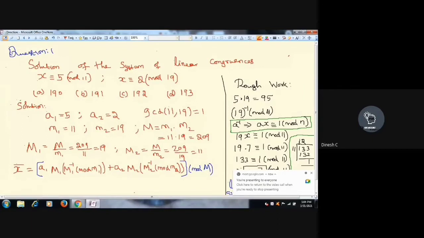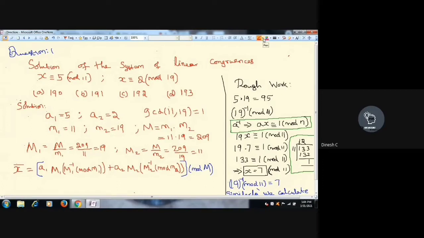Question number 1. The solution of the system of linear congruences x congruent to 5 mod 11 and x congruent to 2 mod 19. Here two equations are given. If we solve the two equations, we get a unique solution x bar. By comparing with the Chinese remainder theorem statement, we write a1 equal to 5, a2 equal to 2, m1 equal to 11, m2 equal to 19.